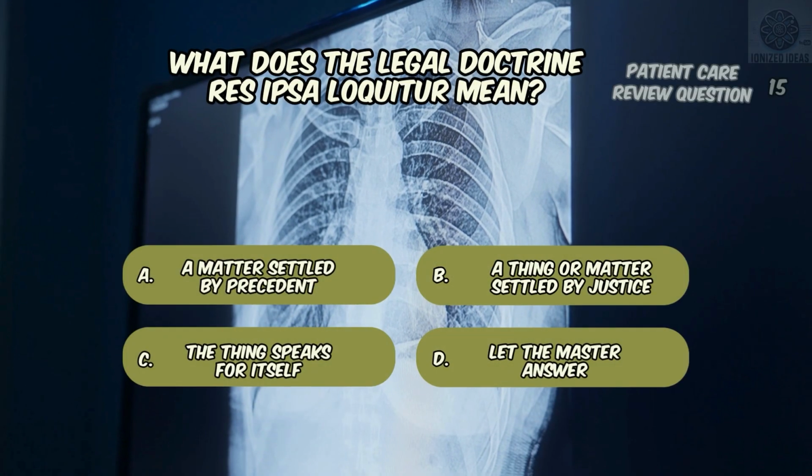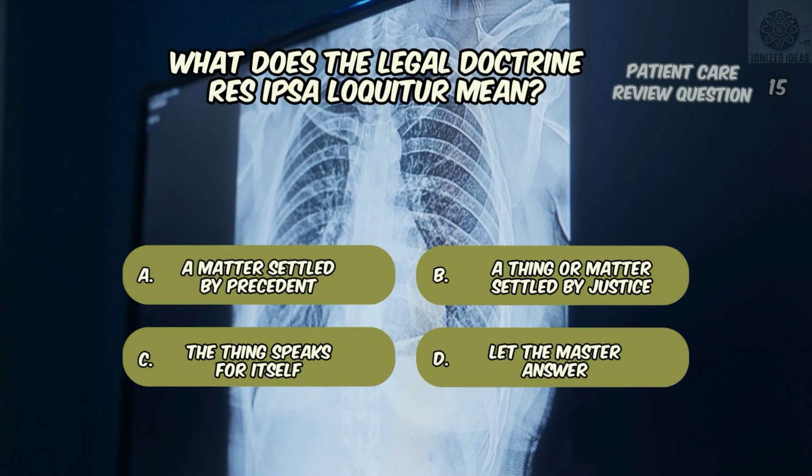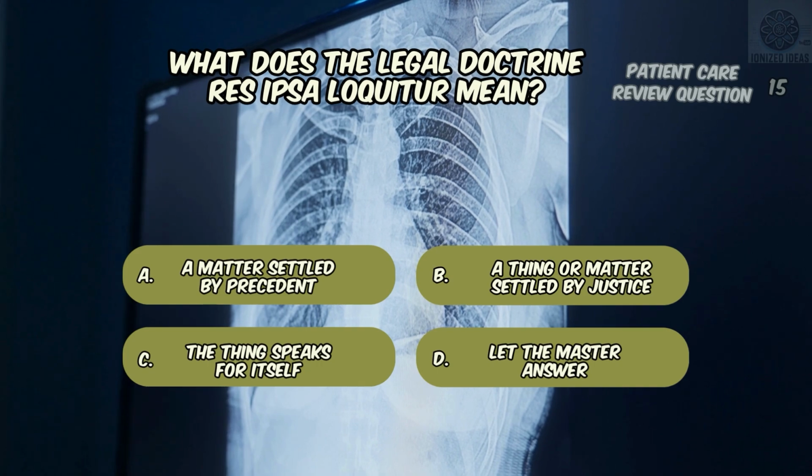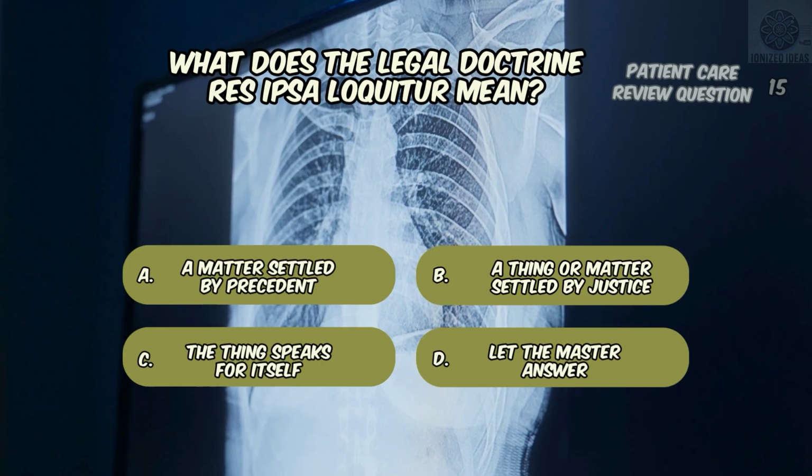What does the legal doctrine res ipsa loquitur mean? A. A matter settled by precedent, B. A thing or matter settled by justice, C. The thing speaks for itself, D. Let the master answer.